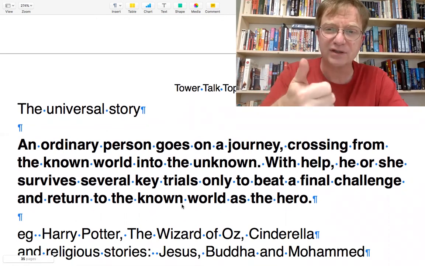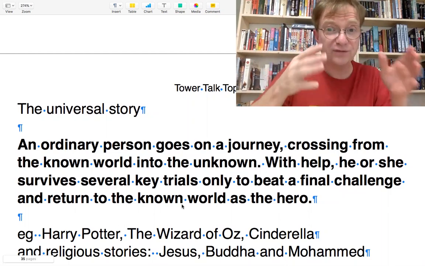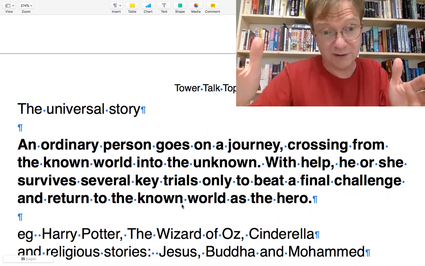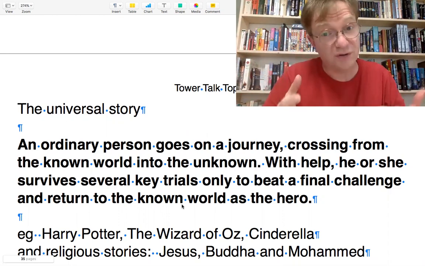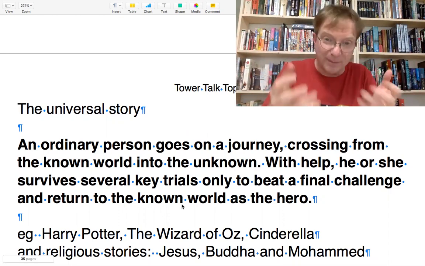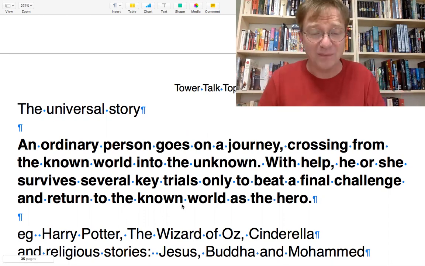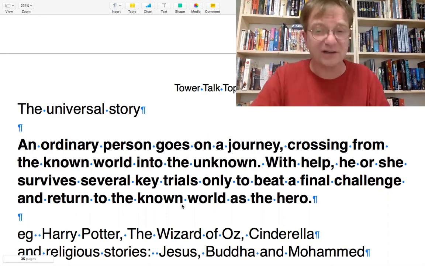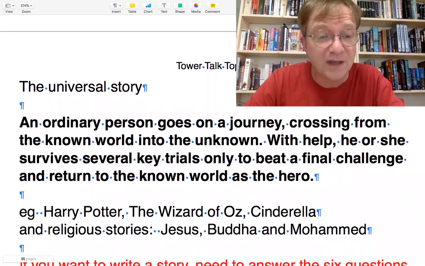So the key elements are you must be an ordinary person, go on a journey from your world into a new world, have lots of difficulties, fights, or struggles, and then come back to your original world as the hero. Right? It's all very theoretical. Let me give you some examples. I've written down some examples where this fits very well.